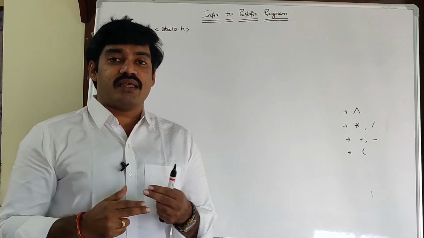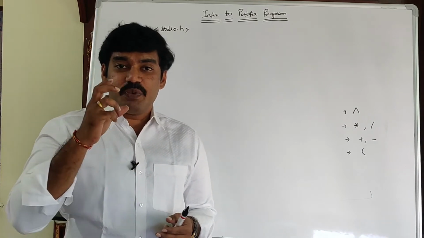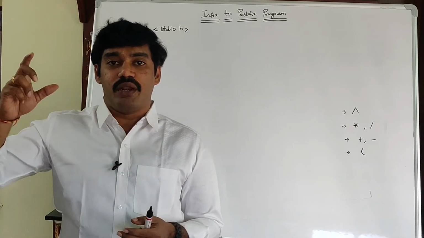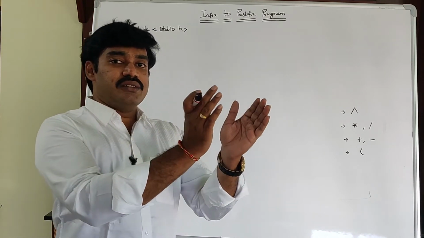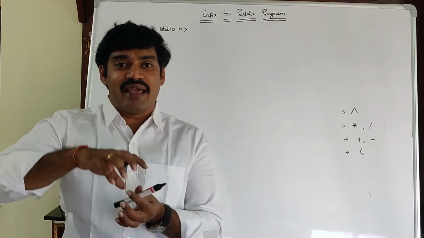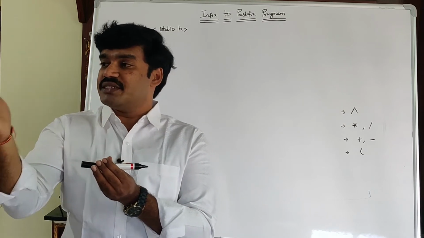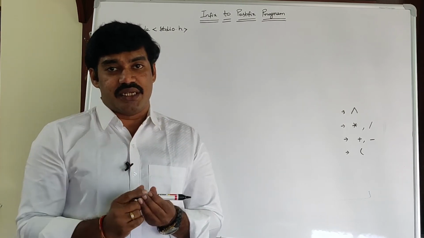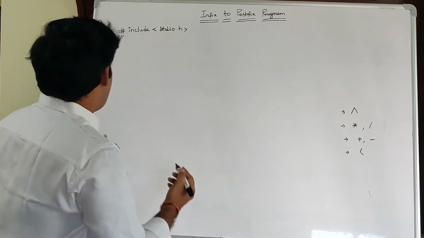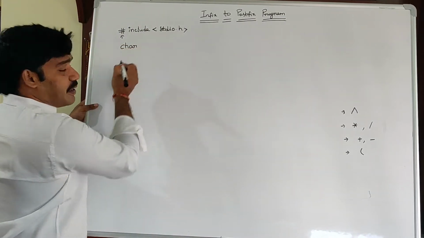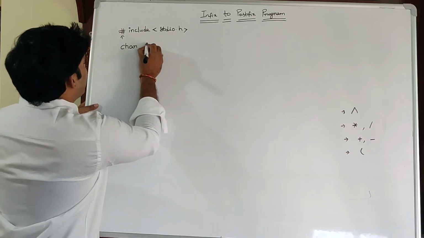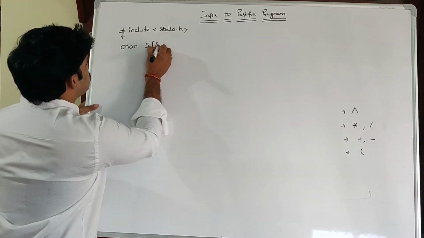Printf and scanf are the predefined functions. These predefined function declarations are available in stdio.h header file, and these definitions are available in standard C libraries. Linker is a program which maps these declarations with the definitions. Next, I am declaring a stack globally. Char, data type of the stack is char, stack name is s, and my size is 20.